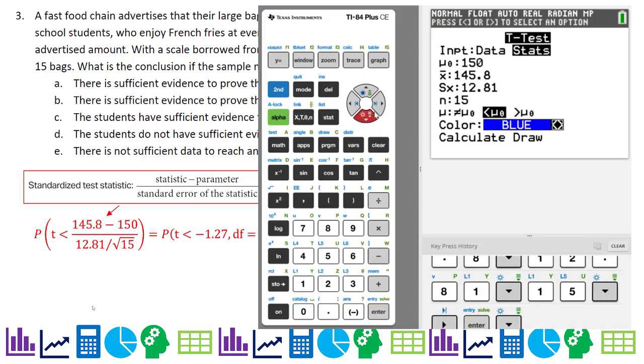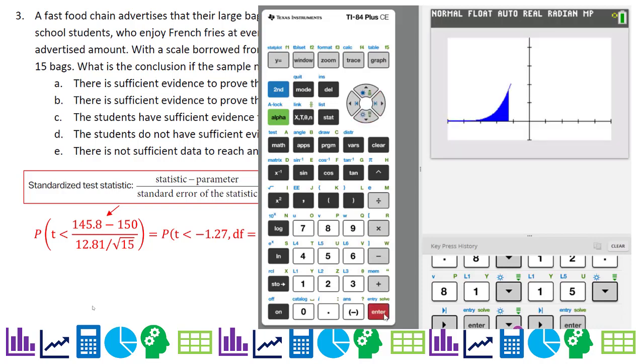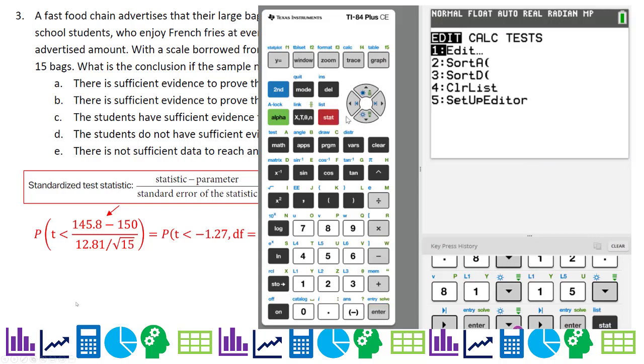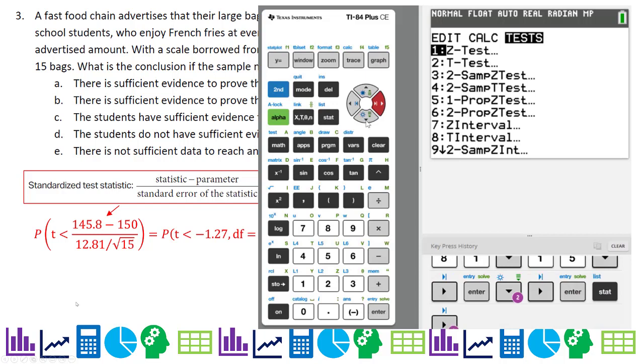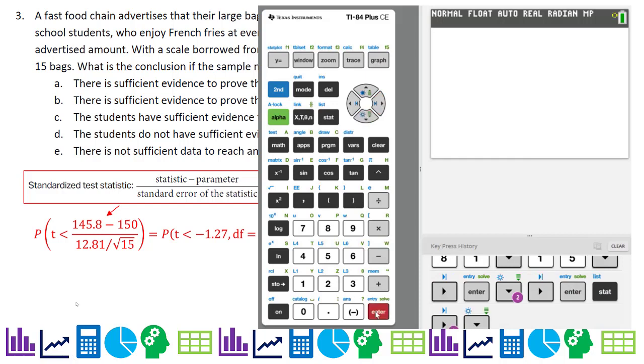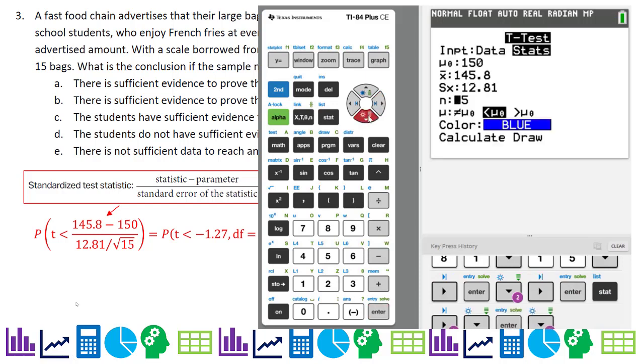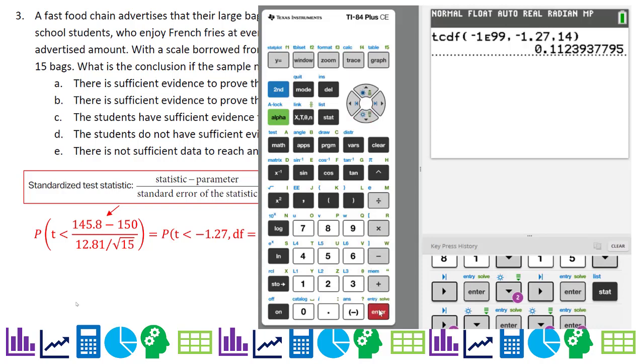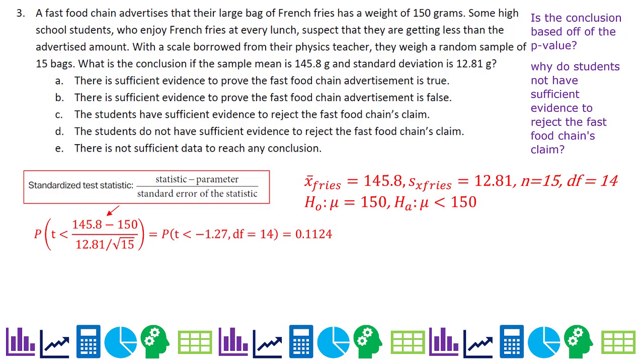And if we go down here and draw, you can see that the p-value is 0.1124, and there's your test statistic. I'll go ahead and run it without the draw. And you can see there it is. So we have our p-value of 0.1124.